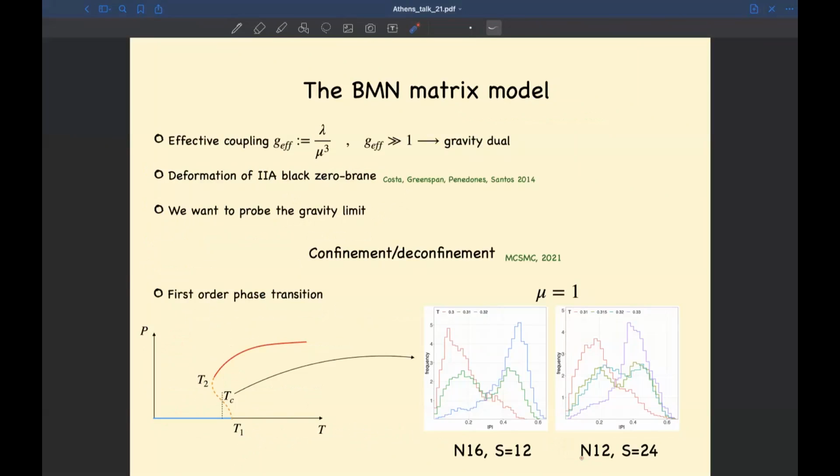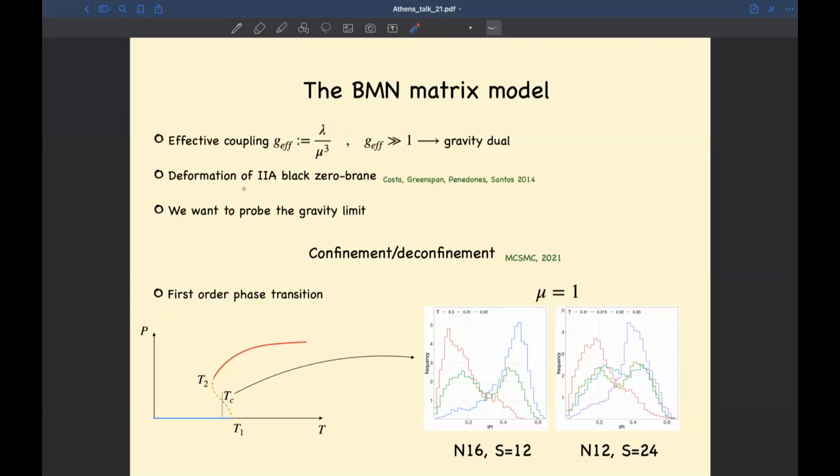So again, the BMN matrix model has an effective coupling if we combine lambda and mu, here we have mu to the power of 3, mass cubed. And when one wants to study the gravity dual, one should take g effective to be large. This means either lambda to be large, but in simulations, we are fixing lambda to be 1. So we have to send mu to 0. But again, simulation-wise, this limit is not very attractive. It's not very easy to simulate.